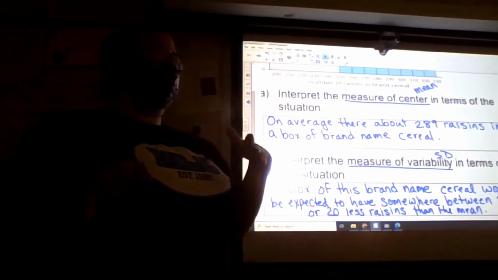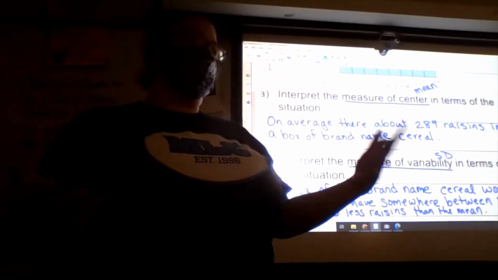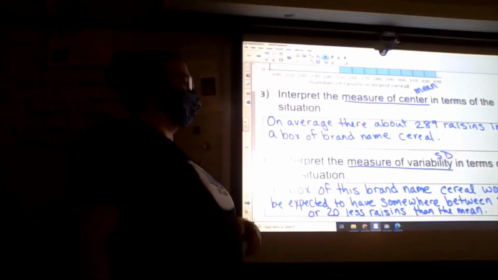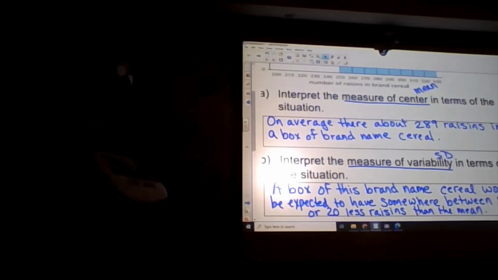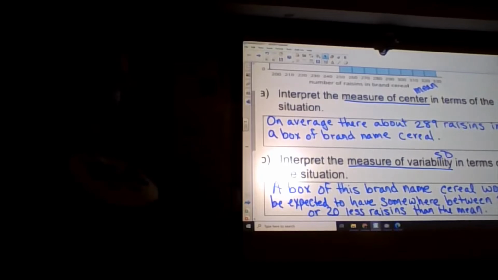So it gives us a way to say how different can you expect a box to be from the mean? Is it going to be a lot different or a little bit different, depending on what the standard deviation is? So 20 more or less when you're looking at a whole box really isn't that much. 20 raisins could easily fit in your hand. It's not a lot.